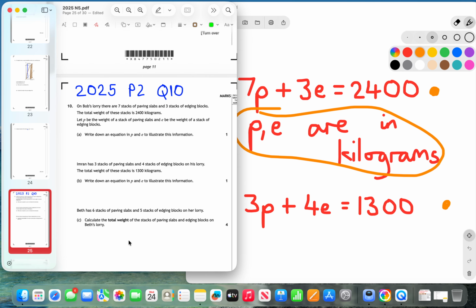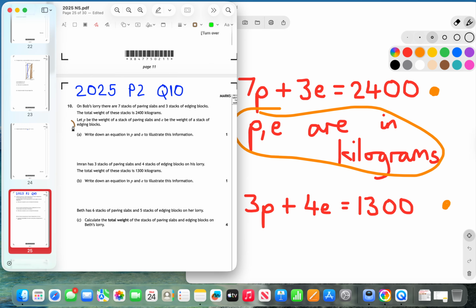So now that you've maybe paused it and had a look at it, let's read it. Beth has 6 stacks of paving slabs and 5 stacks of edging blocks, and we have to find the total weight on Beth's lorry. But to do that, you need to know the weight of 1 stack of paving slabs and a stack of edging blocks. We're told that P is the weight of a stack of paving slabs and E is the weight of a stack of edging blocks.